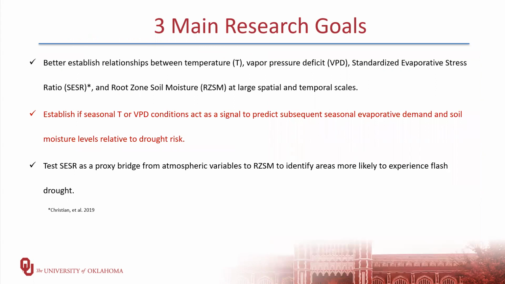The primary goals of this project were to better establish and quantify relationships between atmospheric variables, such as temperature, vapor pressure deficit, and evaporative stress, with surface variables such as root zone soil moisture on a large temporal and spatial scale. From that, we want to see if these relationships will give us some sort of a signal that we can use to predict subsequent drought risks. And lastly, to look at our standardized evaporative stress ratio as a proxy bridge between the atmospheric variables and soil moisture, which can be somewhat problematic, as we will talk about coming up.